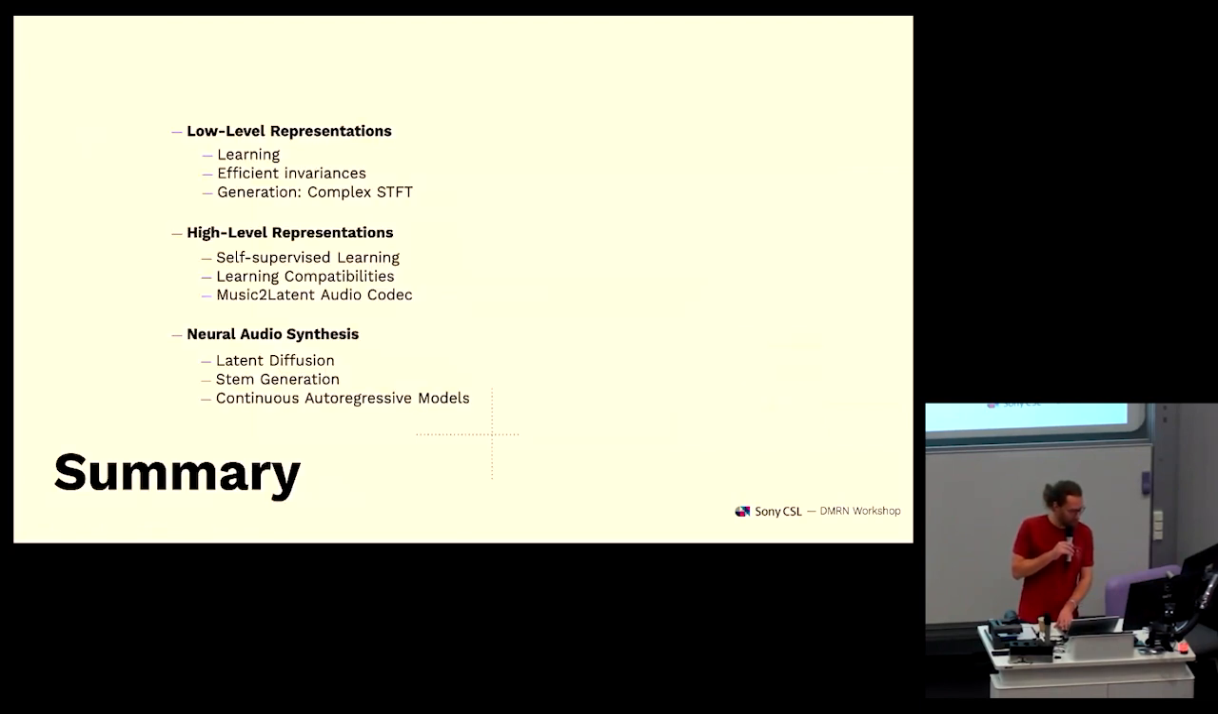All right. So that's what we looked at today: low-level representations. If we learn them, we can do interesting stuff with them, and we do not have an overcomplete dictionary, but we just learn what we need to learn. For generation, as I said, complex STFT is, I think, the best representation, at least it is my choice.